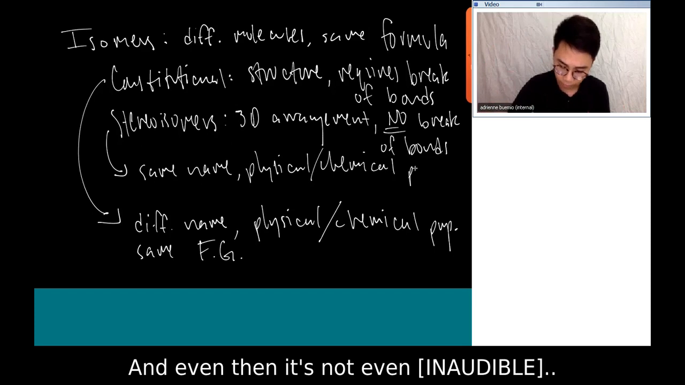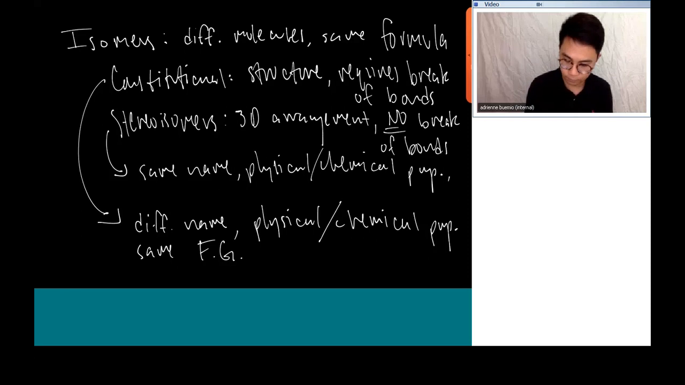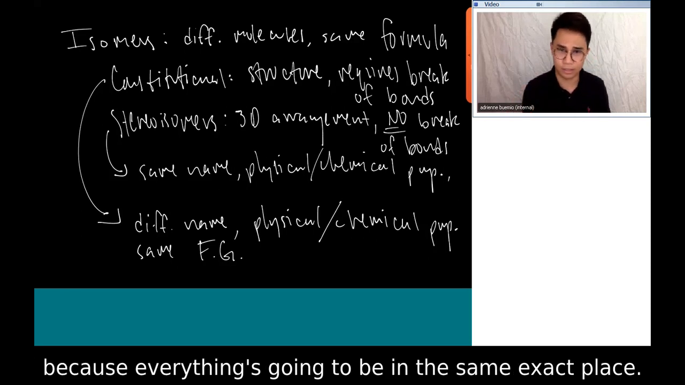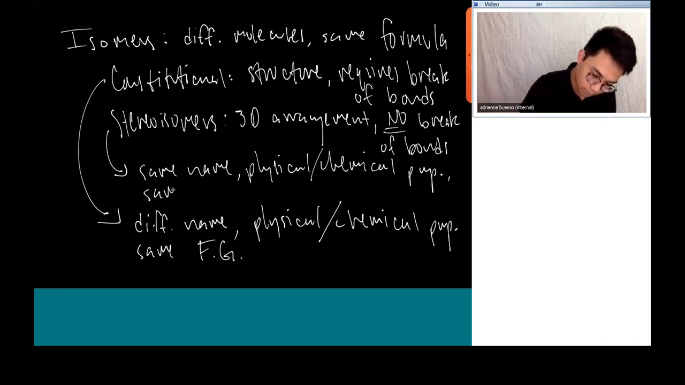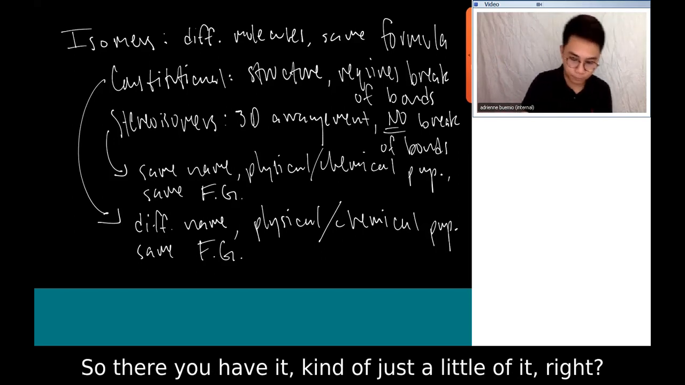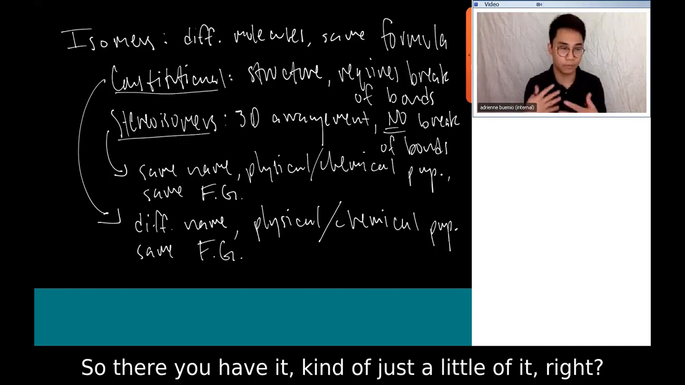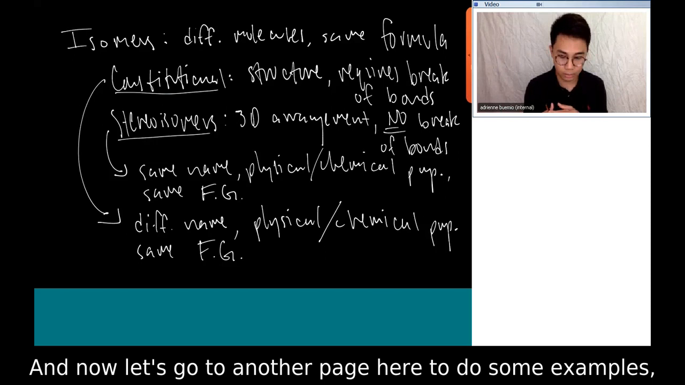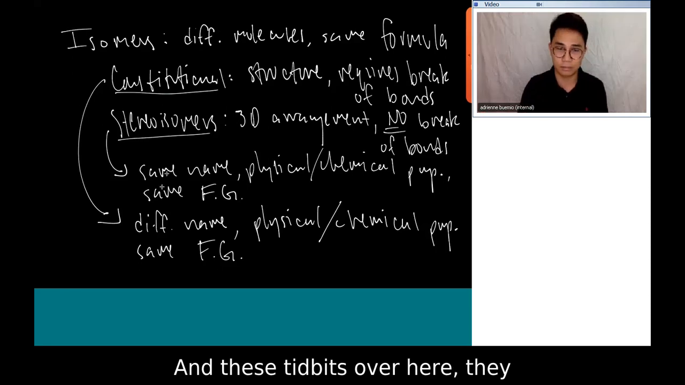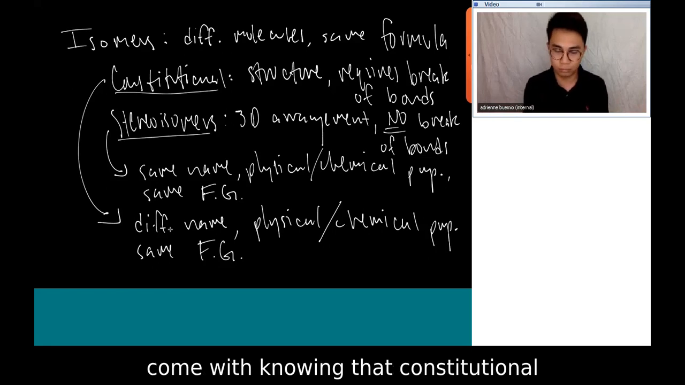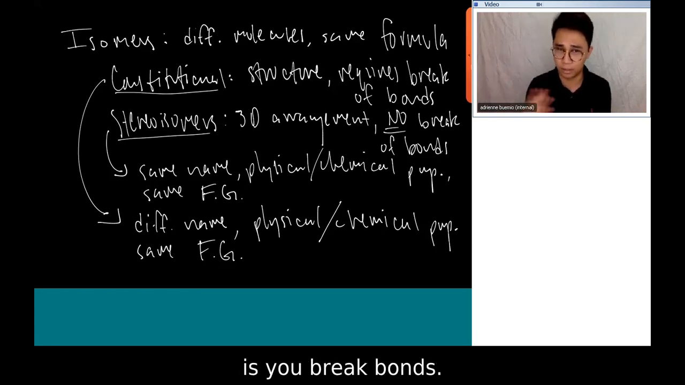And even then, it's not that big of a difference because everything's going to be in the same exact place, but now this wedge is a dash, right? Same functional group, right? So there you have it. Just a list of it, right? And now let's go to another page here to do some examples to put this to the test, right? These are what you need to know. They come with knowing that constitutionals, you break bonds, stereoisomers, you just twist them, right?